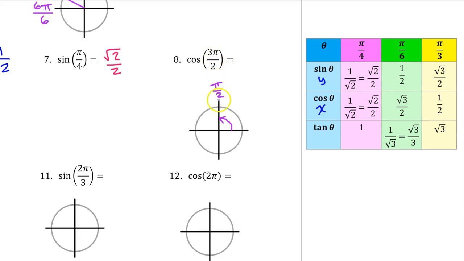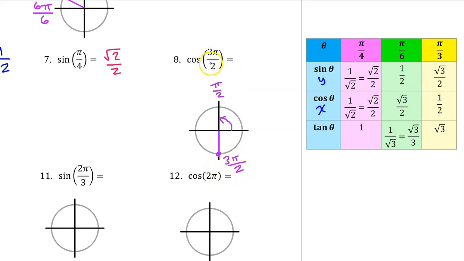3 pi over 2 is a multiple of this. So right here at the top is 1 pi over 2. Pi is 2 pi over 2. And then 3 pi over 2 is down at the bottom. So this is the 3 pi over 2 position.